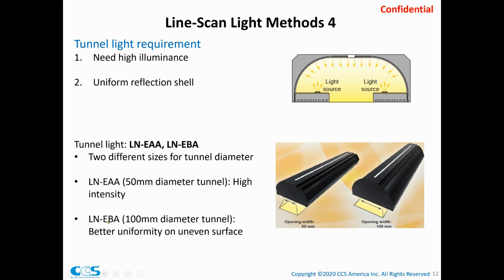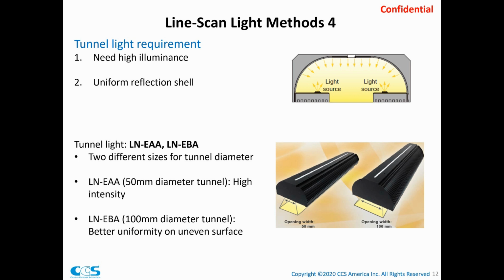And then the LNEBA has a 100 mm diameter. The benefit of the bigger diameter is it can cover the uneven surface better, which means getting better uniformity. So we can choose whether we need a high intensity or a high uniformity, or if the sample is really rough, we will go with the bigger diameter tunnel light.